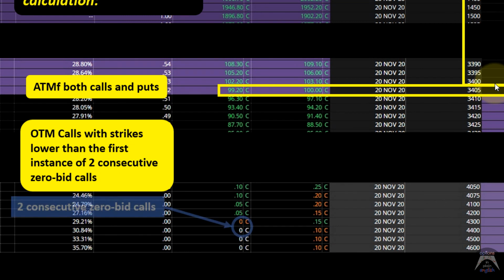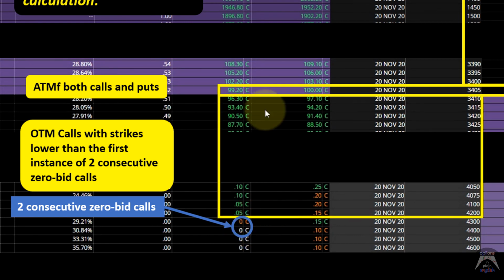And then for the calls, we're going to locate the first instance of two consecutive zero bid calls right here, and that's going to be the limit. So those are the calls that are going to go into the calculation.